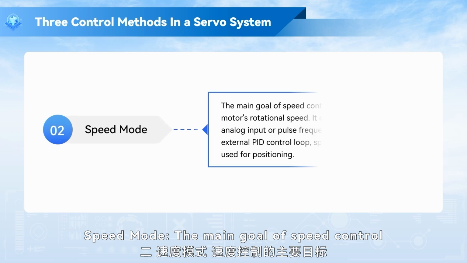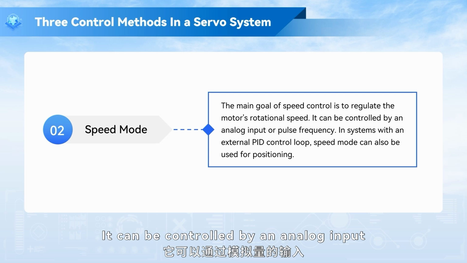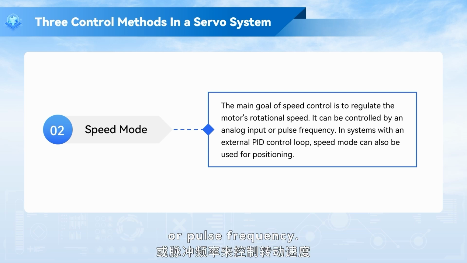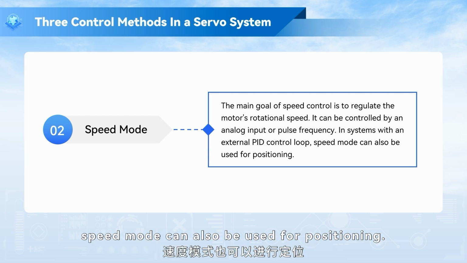Speed mode. The main goal of speed control is to regulate the motor's rotational speed. It can be controlled by an analog input or pulse frequency. In systems with an external PID control loop, speed mode can also be used for positioning.